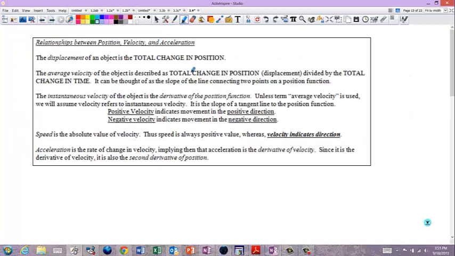And this is very important. This is a big deal. It says the displacement of an object is the total change in position. And to find displacement, we just subtract. If we're trying to find, let's just say, the displacement from A to B, we would do the position, S of B, minus S of A.